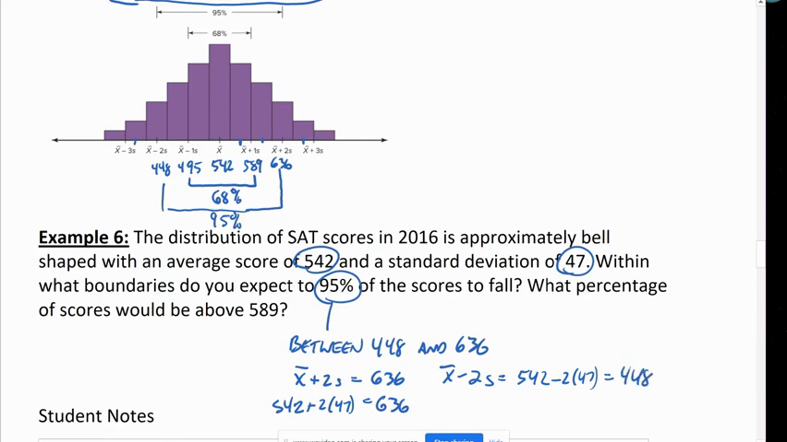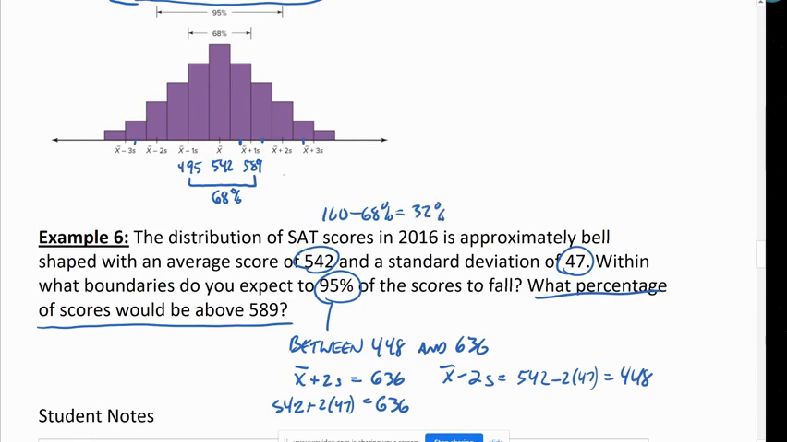Okay, and then it says what percentage of scores would be above 589. So back to this table, I erased some of this stuff, we said that 68% of the population is going to fall within these two. So what remains? 100% minus 68% is 32%. So 16% of that is going to be up here, and 16% is going to be down here. So above 589 would only be 16%. So the answer to this would be 16% of the population.